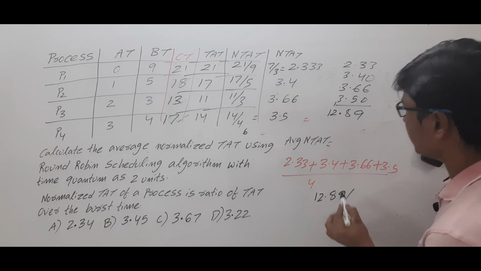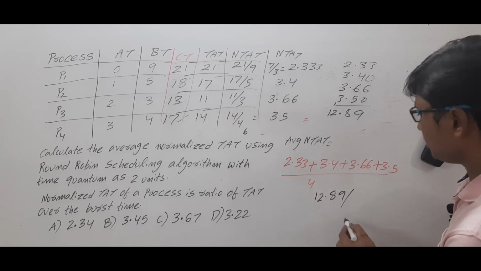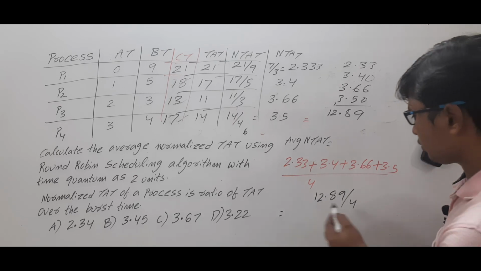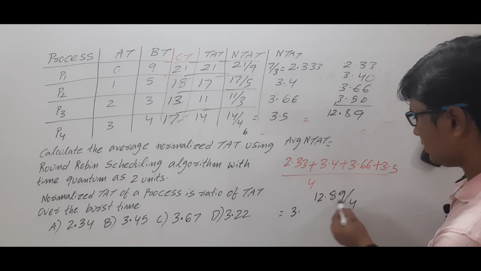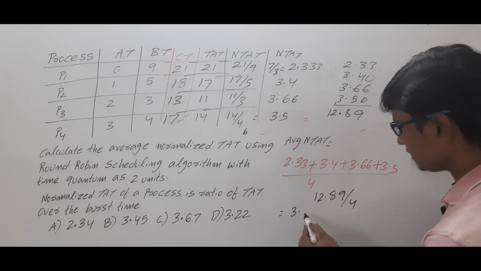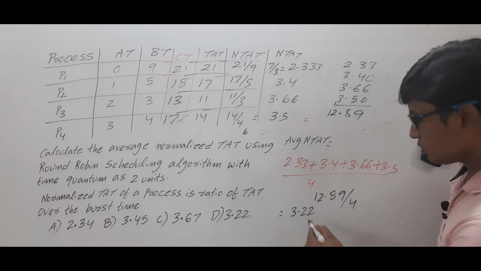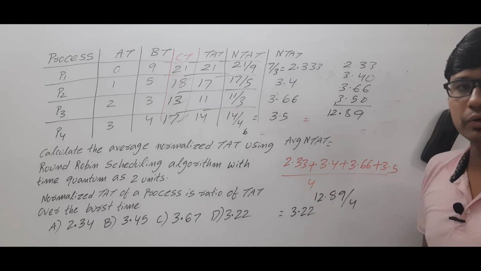12.89 divided by 4, you compute it. It is 12.893 divided by 4. Am I right or wrong? Is it clear? So it is around 3.22.